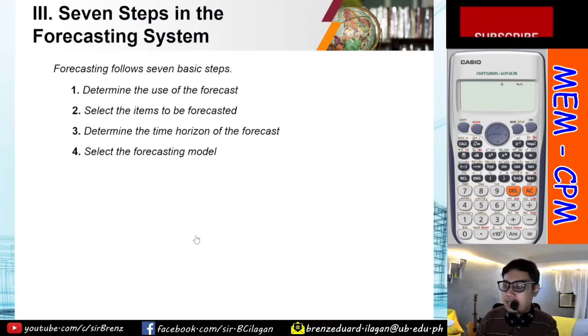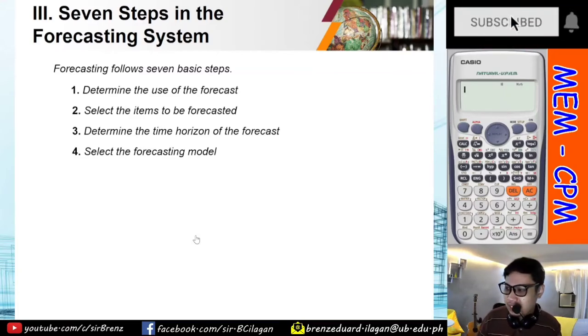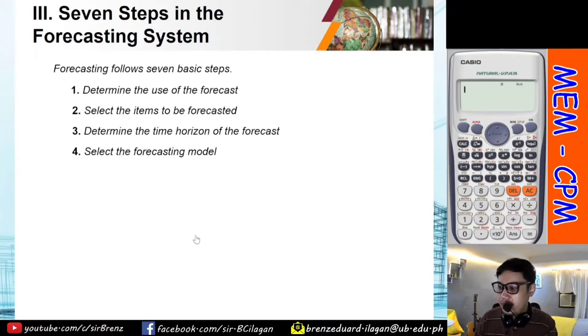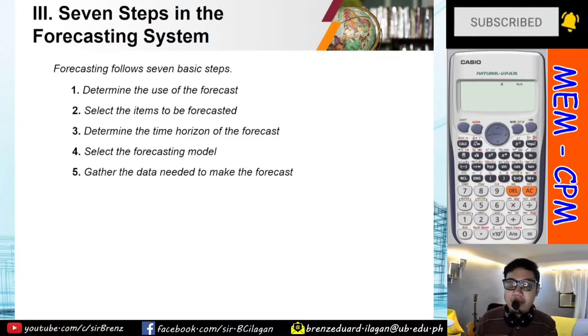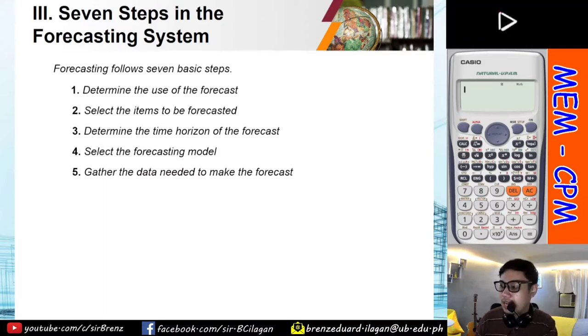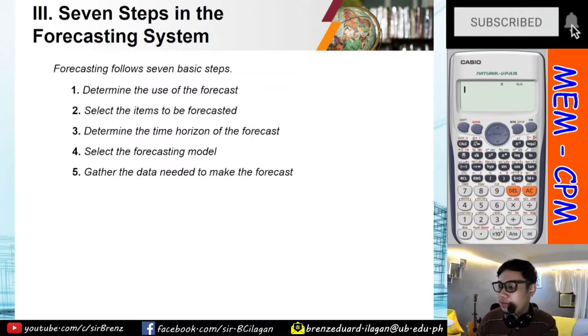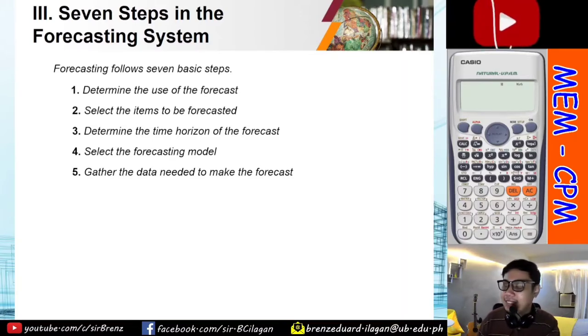Step 4, select the forecasting model. Disney uses a variety of statistical models that we shall discuss, including moving averages, econometrics, and regression analysis. It also employs judgmental or non-quantitative models. Step number 5, gather the data needed to make the forecast. So Disney's forecasting team employs 35 analysts and 70 field personnel to survey 1 million people and businesses every year. Disney also uses a firm called Global Insights.